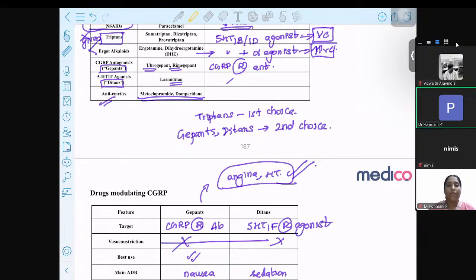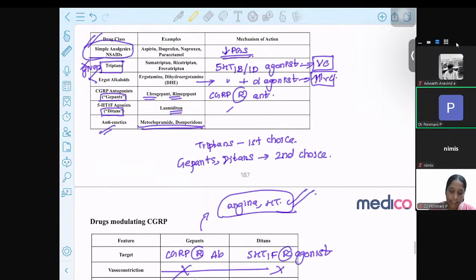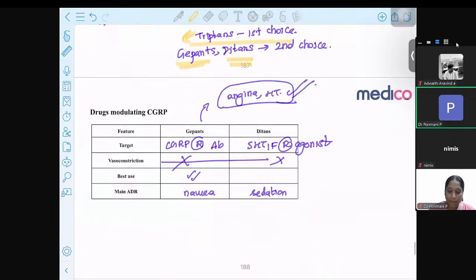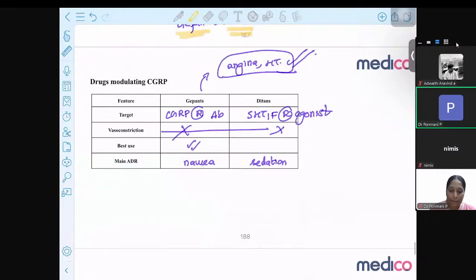Okay, sorry for the inconvenience caused. We will continue. What I was telling is that the ditans' mechanism of action is that they are 5-HT1F agonists. So please remember, for migraine, triptans are the first choice of drug. And if triptans are not working, then you go for gepants and ditans, okay? Now we are going to see the main difference between the gepants and ditans.